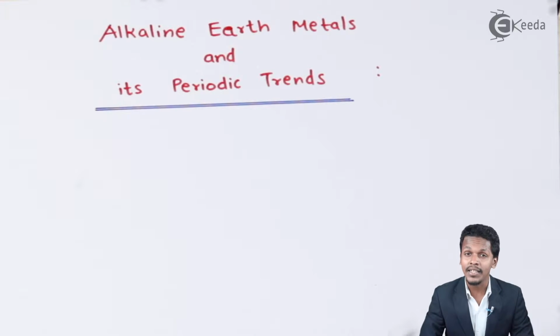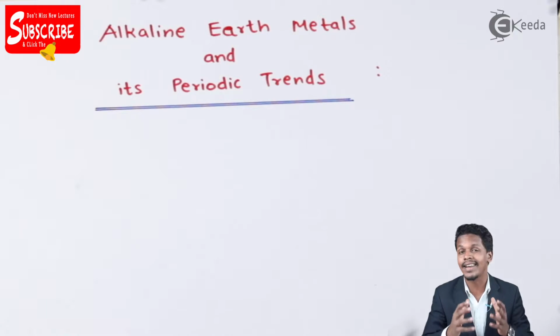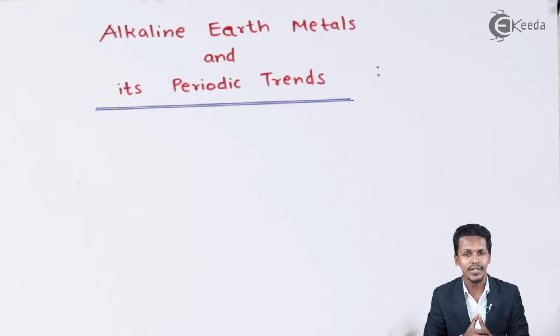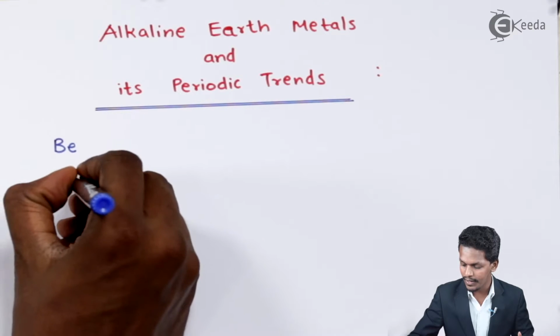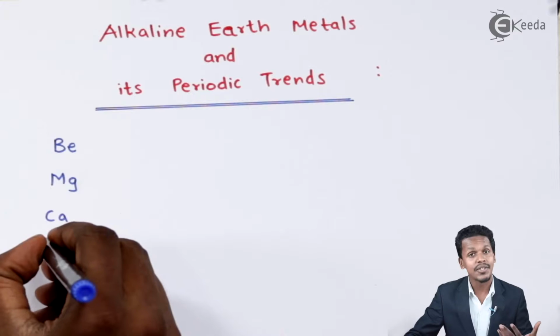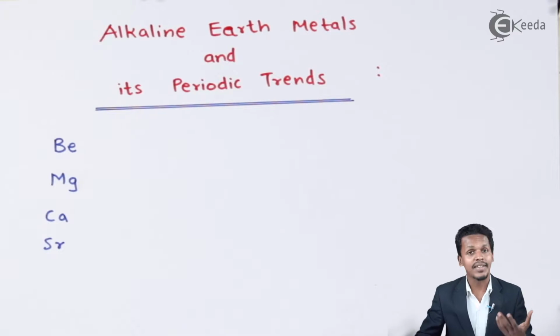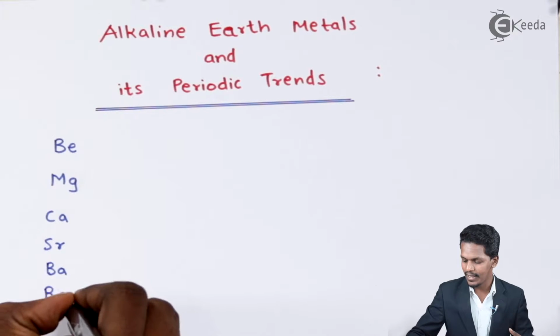Talking about the alkaline earth metals, the name came because these elements are found inside the earth's crust, and that's the reason they are known as alkaline earth metals. So what are those elements? Let me discuss that. Those elements are beryllium, which we represent as Be, then magnesium, then calcium, then strontium, then barium, and ultimately the next is radium.